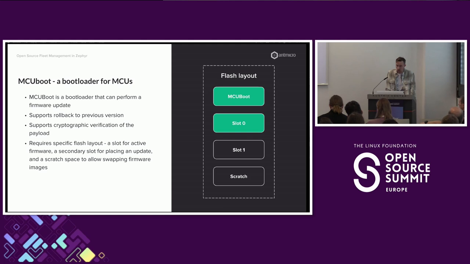This is different from regular OTA systems, like in Linux, where you can just boot to the new system without doing this swapping. But in the case of MCUs, the actual firmware needs to be placed at a specific address in memory because of how the binary is linked. This is why the bootloader needs to swap the images so that the new one can be booted. The old one is left intact in the secondary slot so that rollback can be performed.